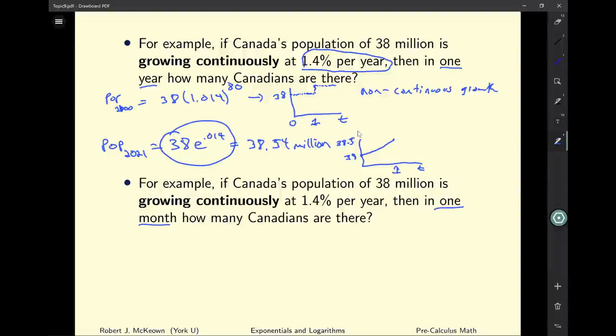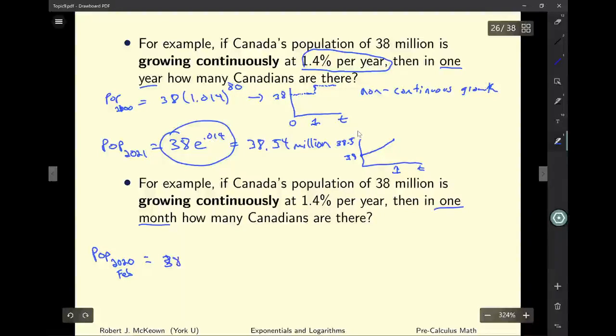So to demonstrate that to you, let's look at the second question. So in 1 month, how many Canadians are there? Well, I can change this. Let's say that 1 month from now is 2020 February. So we're pretending that it's January 1st, 2020. That population is going to be equal to 38 e to the 0.14 times 1 over 12. Let me rewrite that and make sure that it's clear.